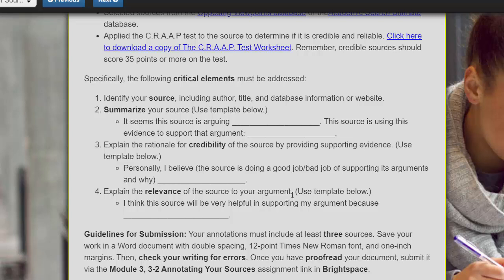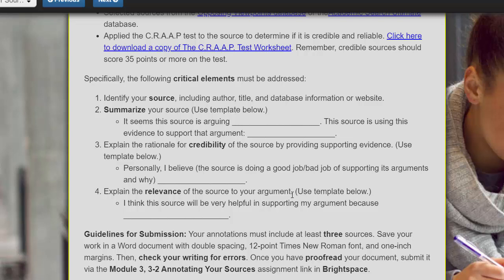Explain the rationale for credibility. If you look at the rubric, it says credibility and reliability. This goes to the heart of the CRAP test that you should do for each of your sources. I believe the source is doing a good job because it's written by a PhD in the subject. The article is current. It was written in 2019. It is in the Harvard Business Review, which is a very reputable source. Those are the kinds of things that you should include in the credibility. And then in terms of relevance, give us a little thought about how you're going to use that source.